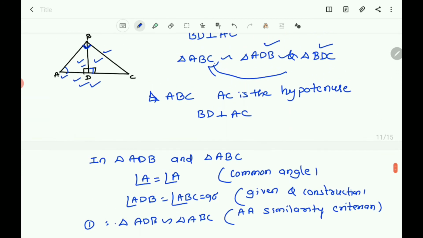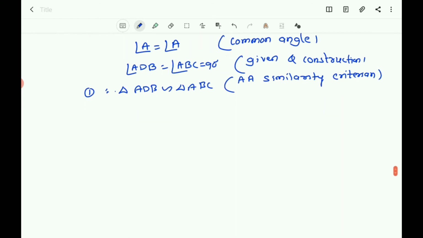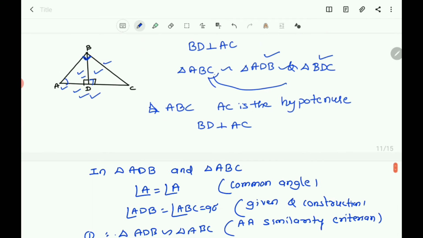Next, the second one: you take one more triangle formed here, that is triangle CDB and CBA. You take triangle BDC and ABC. Here triangle BDC means this triangle, and ABC means the original triangle.